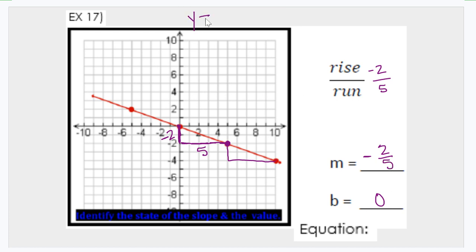We're ready to write our equation. Here's our formula, y equals mx plus b. So we start with y equals negative 2/5 x. And then our b would be plus 0. But since this is algebra, do we ever write plus 0? No, we just know that it's there. So that would tell you when you see this equation, y equals negative 2/5 x, that the y-intercept is 0 and that this line graphed is going to go through 0, 0.